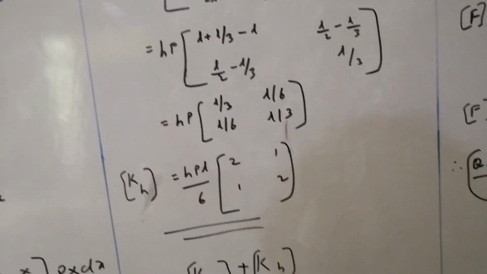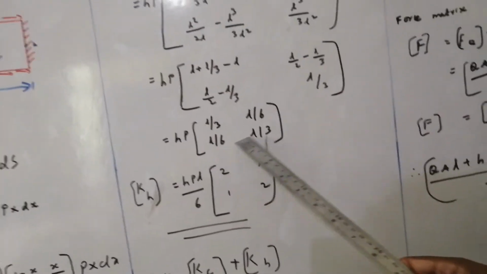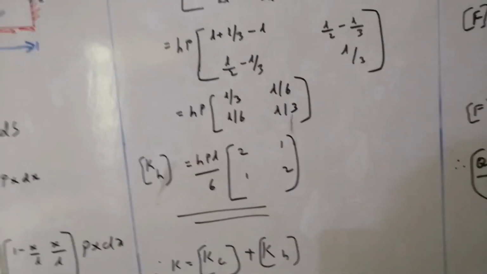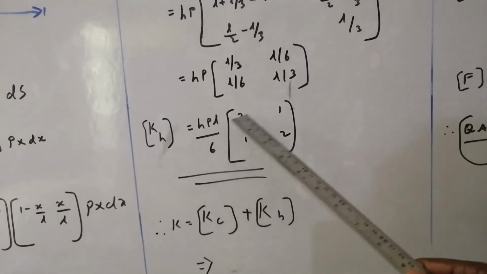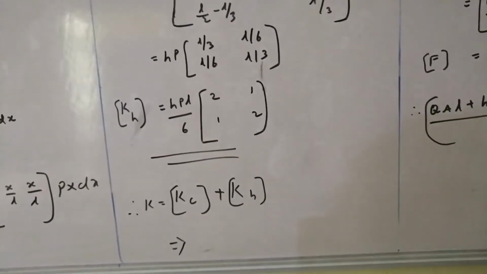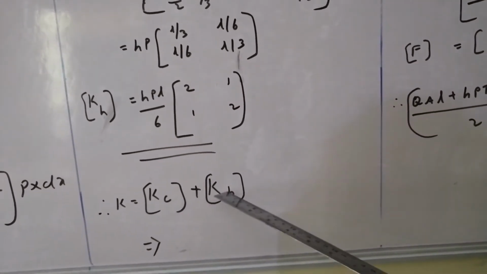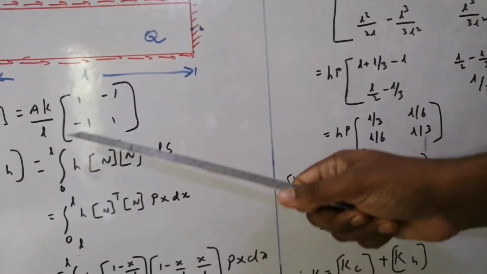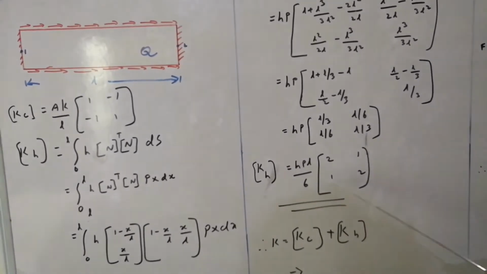And while again simplifying, we will get it as L by 3, L by 6, L by 6, L by 3. We are taking L by 6 to outside. So we will get the equation as KH equal to hPL by 6 [2 1; 1 2]. And we know that the stiffness matrix K equals stiffness matrix for conduction plus stiffness matrix for convection, that is the addition of this one and this one. AK by L [1 -1; -1 1] plus hPL by 6 [2 1; 1 2].